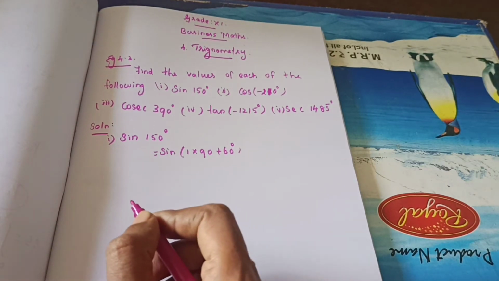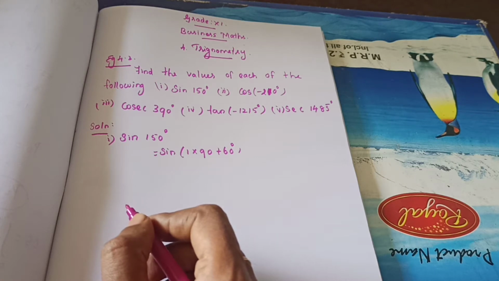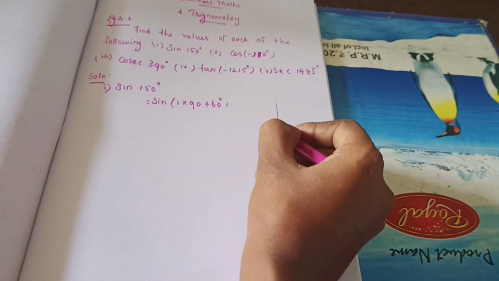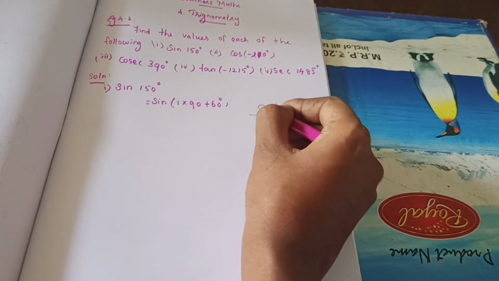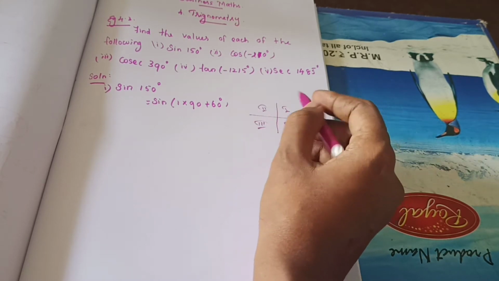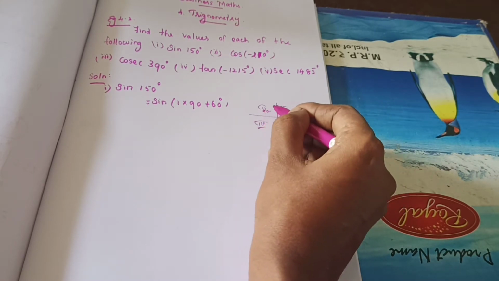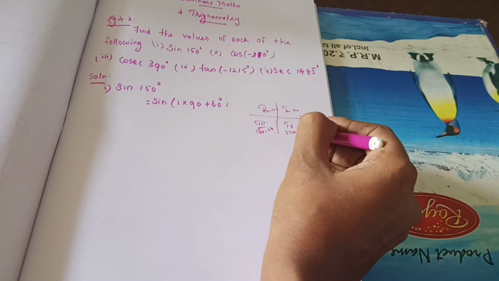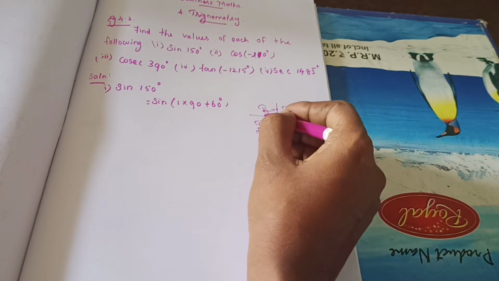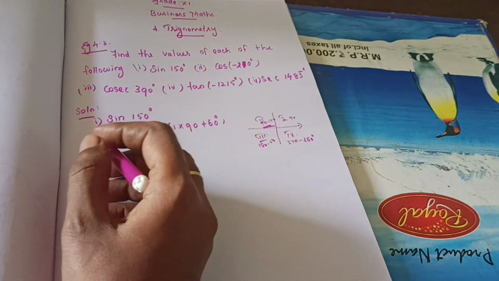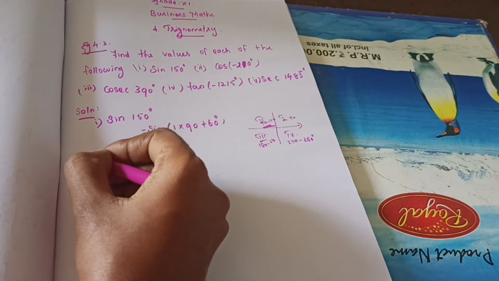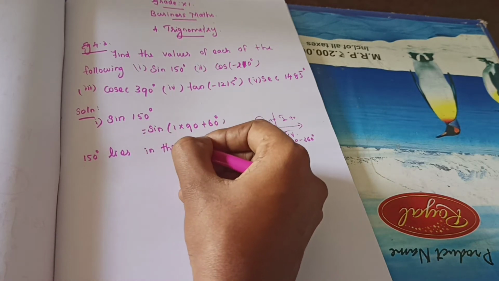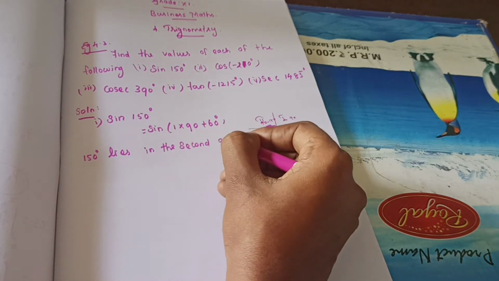Now you need to find which quadrant this one lies in. I said already it is a quadrant. So it's first quadrant, second quadrant, third quadrant, fourth quadrant. Correct? Here up to 90, here 90 to 180, here 180 to 270, here 270 to 360. So 150 lies in which quadrant? Second quadrant.